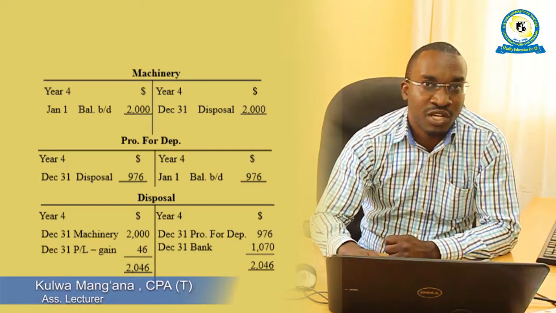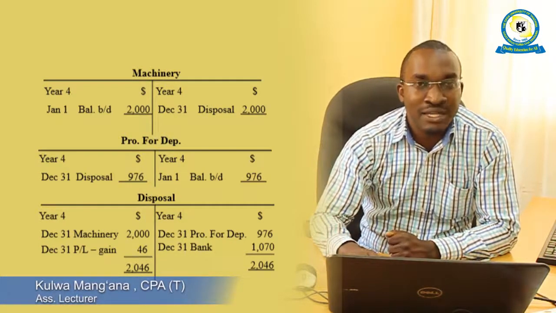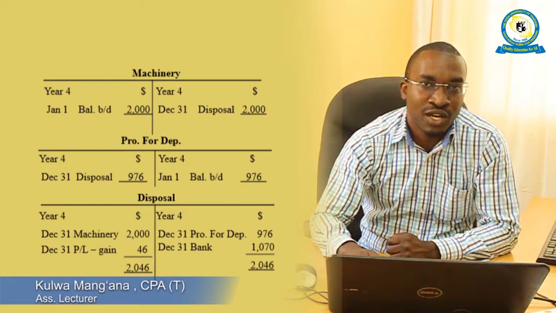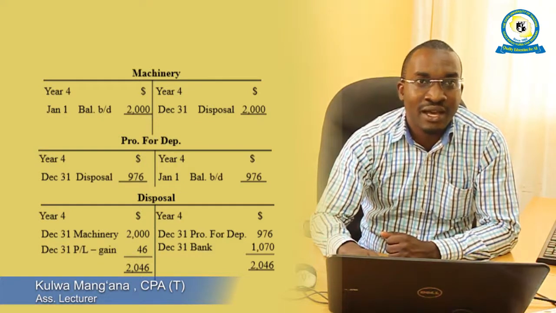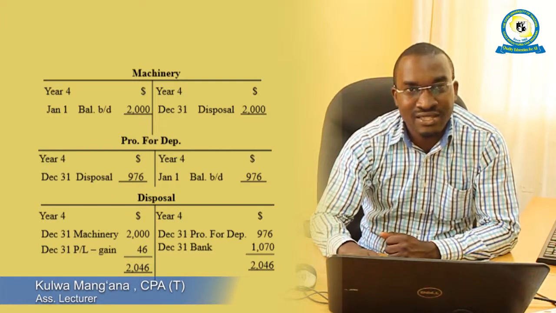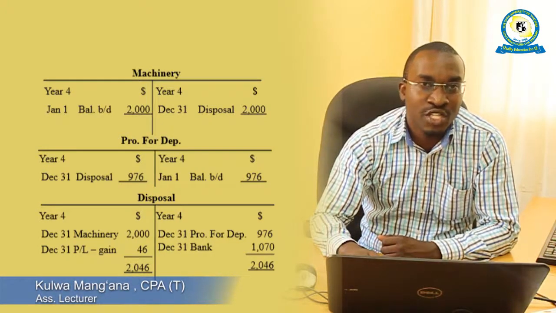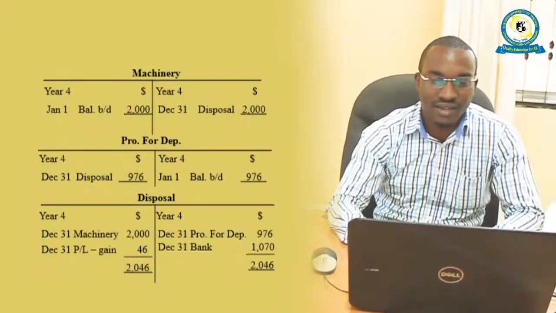If we go to the provision for depreciation account, you're going to debit it, because the provision for depreciation account has a credit nature. So you are going to debit the accumulated amount of 976, as you can see here, and take it to the disposal account. So this is how our disposal account is going to be.